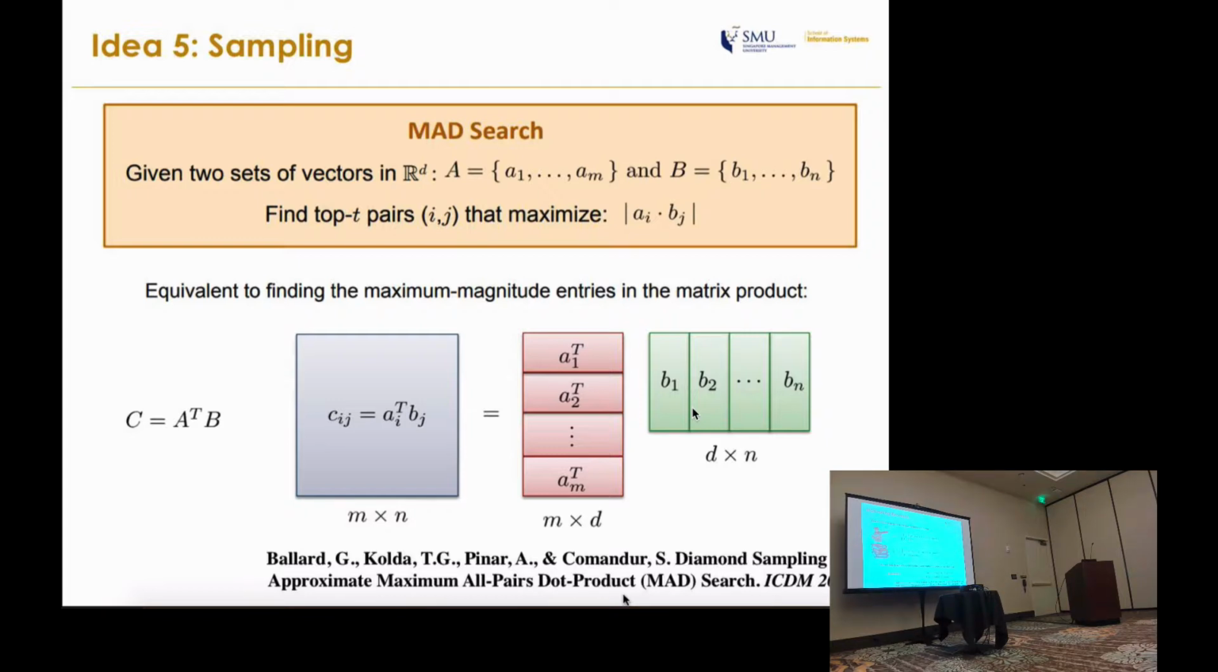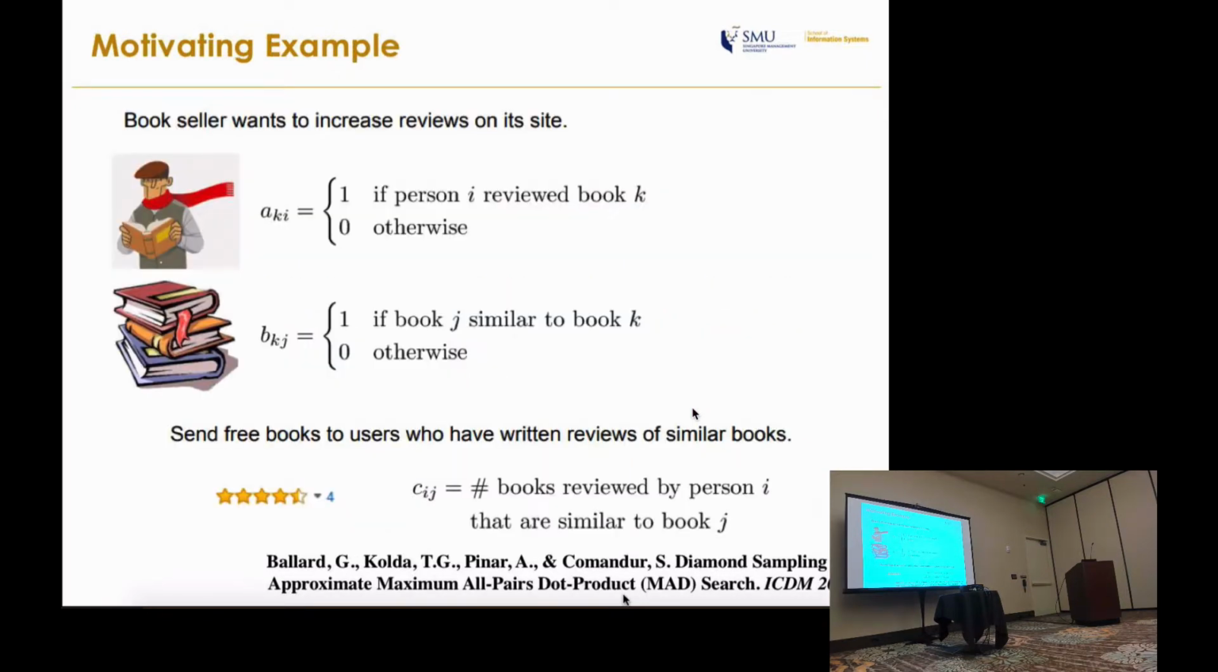So that's a motivating example, right? Then there's an application that you can formulate as maximum all pairs dot product search. For example, if you want to increase the number of reviews on the website of a book-selling site, then basically you base it on the user's historical feedback.